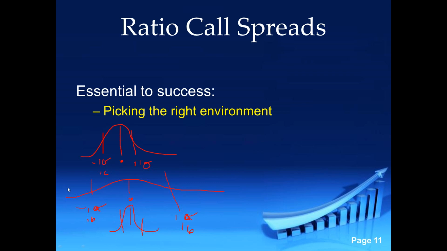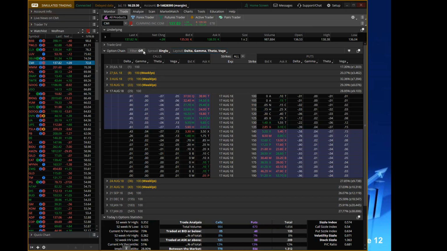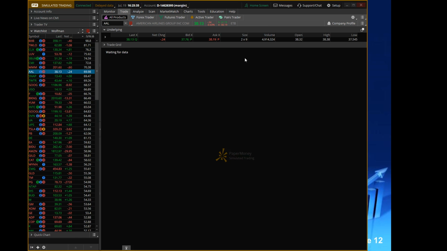Okay? So we want high implied volatility because we're getting short some contracts and we want to get further away from where the underlying is so that we have a higher probability of success, right? Picking the right underlying. When I talk about picking the right underlying, this goes back to when we're looking at the option montage. Any stock under $100, let's look at a stock under $100.